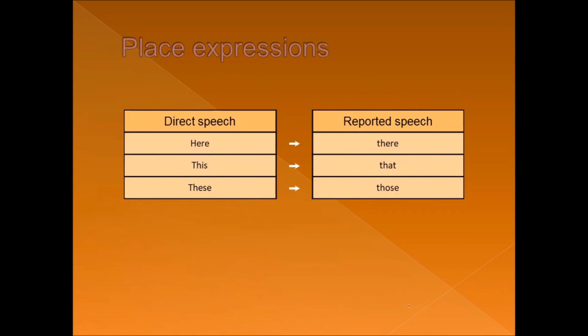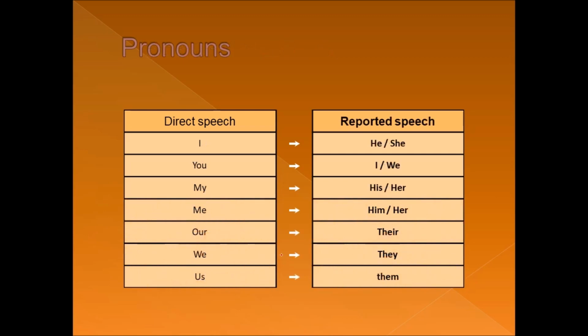Adverbs of place or place expressions. Here becomes there, this becomes that, these become those. And last but not least, we've got the pronouns. From I, it transforms into he or she, depending on the gender of the person. You becomes I or we. My, his or her. Me, him or her. Our becomes their. We, they. Us transforms into them, and etc.